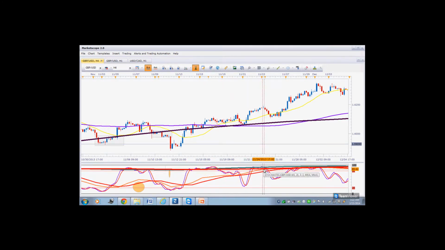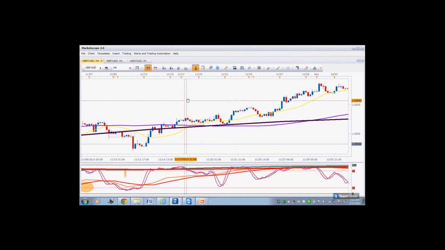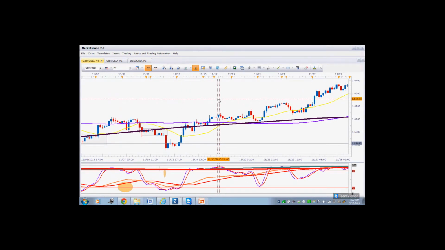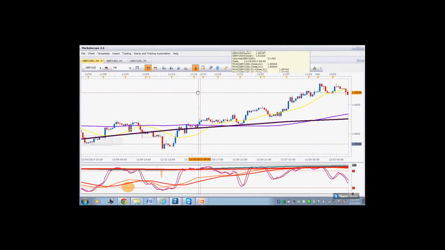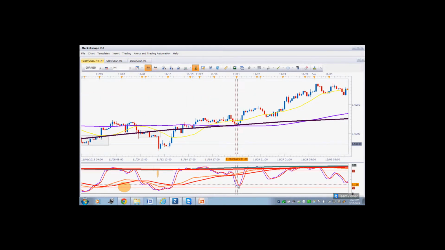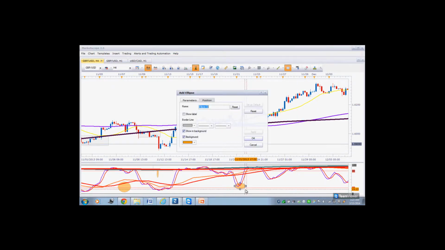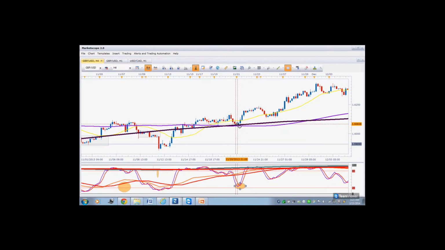So as this happens, all we need to do is sit patiently and wait for the opportunity that is provided to us by the 4-hour stochastic. So again, this is trading the retracement in a rally. All right, so this is our opportunity now to enter the trade in the direction of the uptrend.